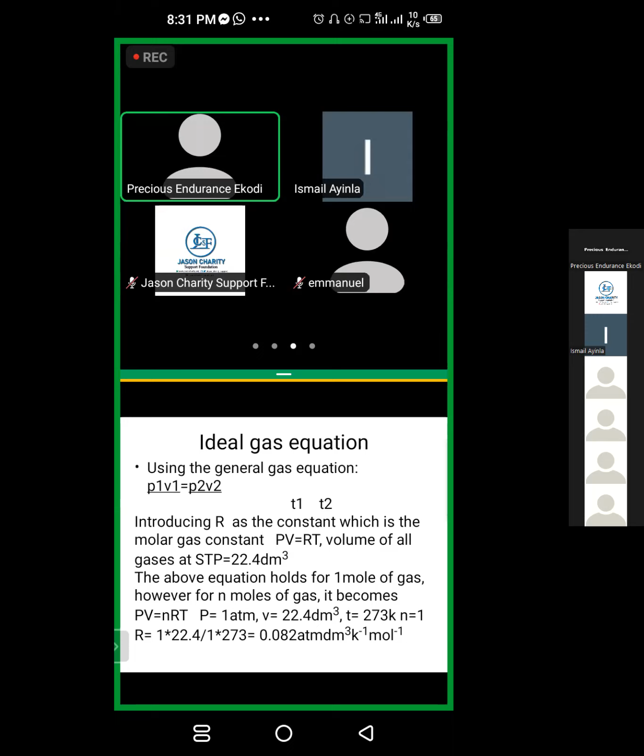Like I said earlier, if you are given a question that requires you to use this, you'll be told that R equals 0.082. But it's good that we know how it is gotten. Generally speaking, the ideal gas equation is just PV equals nRT. When you input your formula and your values, you will know exactly what you are looking for.